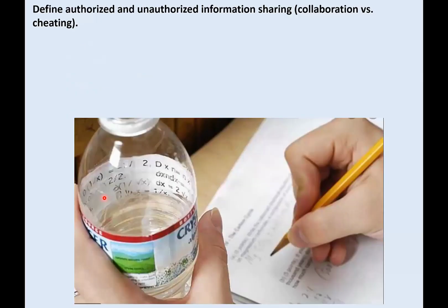It's also really important that you define authorized and unauthorized information sharing. In the second week of the BOLT, I posted something I wrote on collaboration versus cheating. Here you can see someone, and this took a lot of time, took the label off their water bottle, inserted a bunch of formulas they might need for the exam, then carefully replaced the label, and they are going to drink from that water bottle during the exam. It's totally set up. It's a chemistry exam and this is kind of more math, but anyways, the point is students have all sorts of methods for cheating.